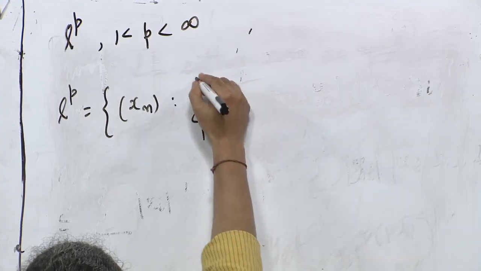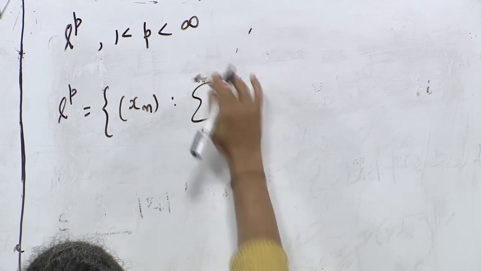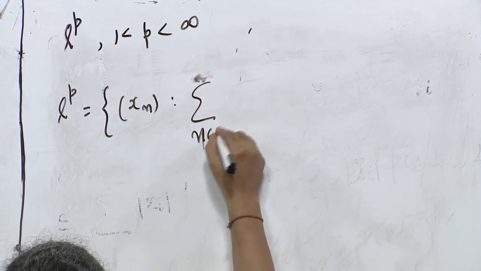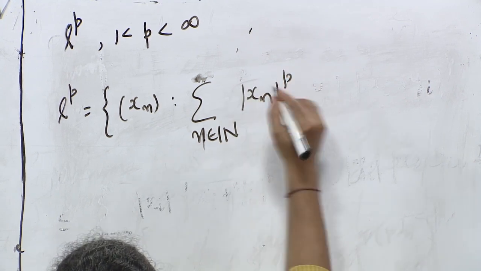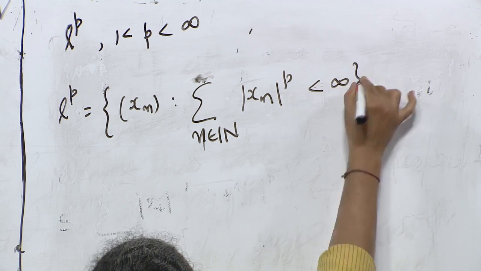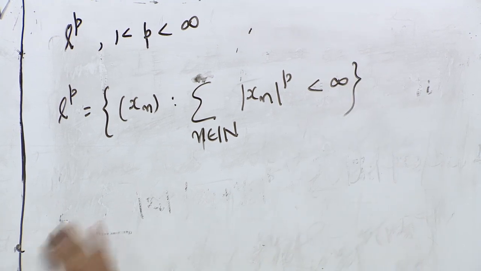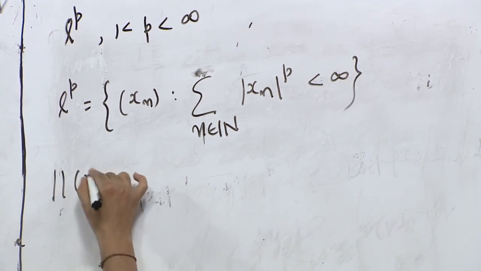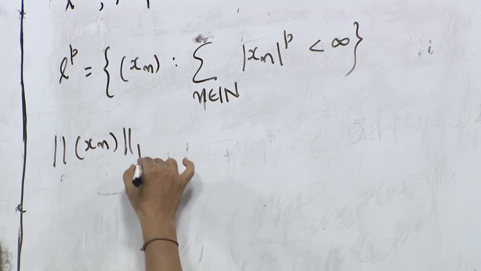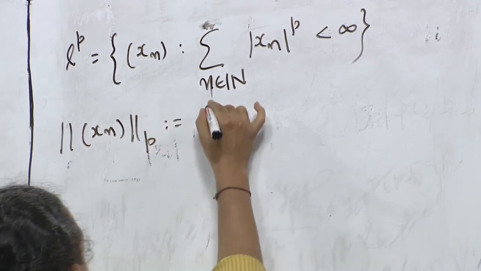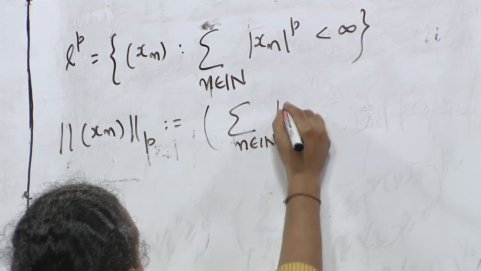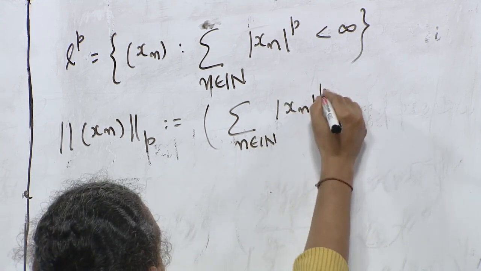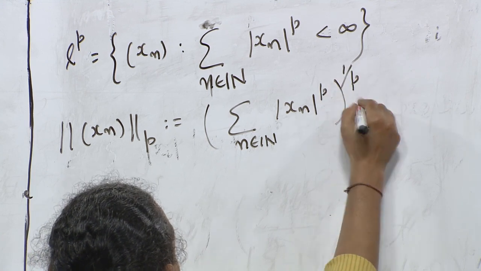summation over n in N of mod x_n raised to the power p is going to be finite, and then you define the norm here as the pth norm, which is defined as (summation over n in N of mod x_n power p) whole raised to the power 1 by p.